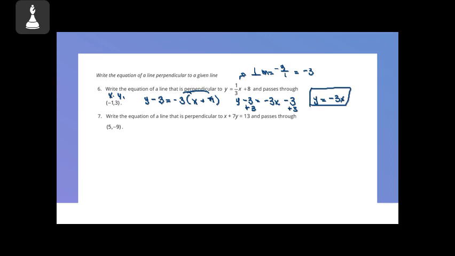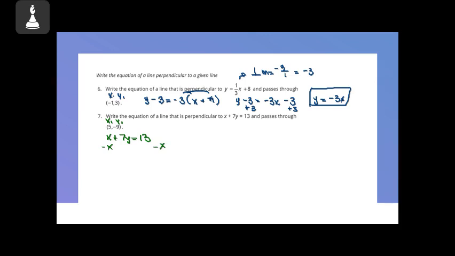Number 7, write the equation of the line perpendicular to x plus 7y equals 13, passing through our point 5, negative 9. There's our x1 and y1. We cannot pick out our slope yet. X plus 7y equals 13. It is not in y equals form. So I must first get x to the other side. I'm going to subtract it.